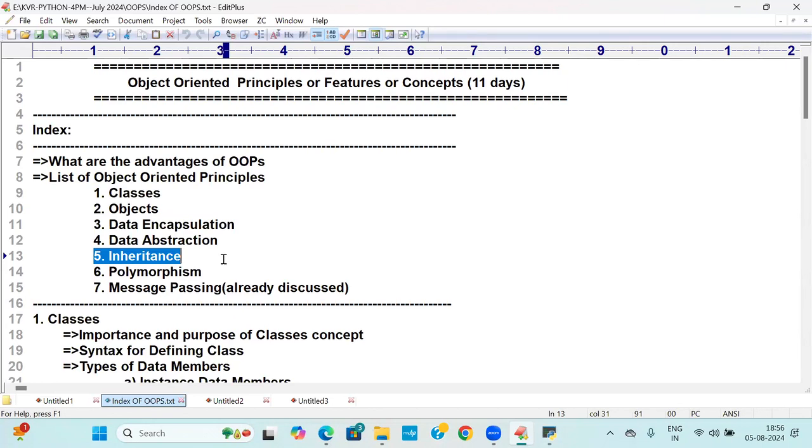So the reusability of OOPS is much better than functional level reusability. Totally, how many reusabilities are there? 4. Functional level: functions, modules, packages. These are the 3.